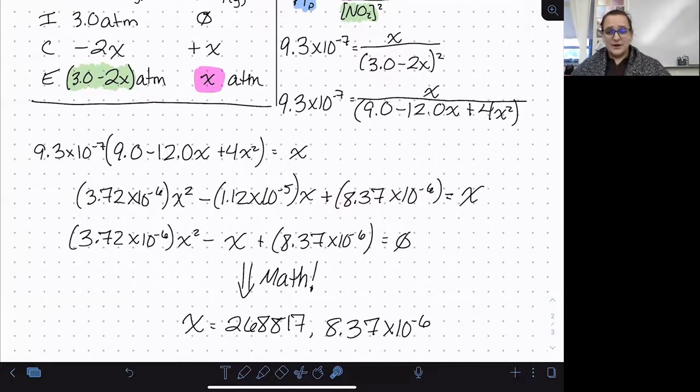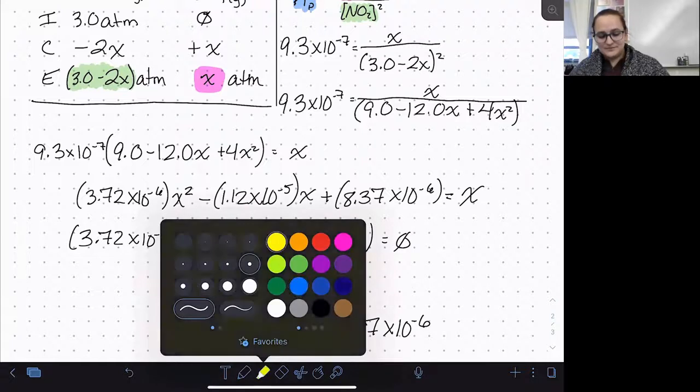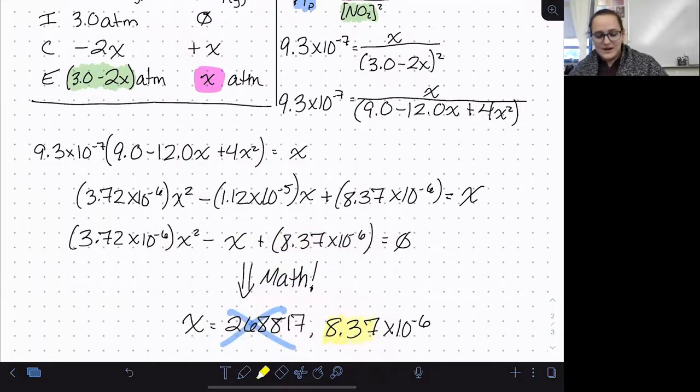But if we think about that other constraint that I mentioned, that x can't produce negative equilibrium concentrations, also can't produce negative pressures. If we think about plugging this value in here, 3 minus 2 times this is over negative 500,000. So that is an extremely negative concentration that this would produce. So this guy is out. This is our correct value of x.